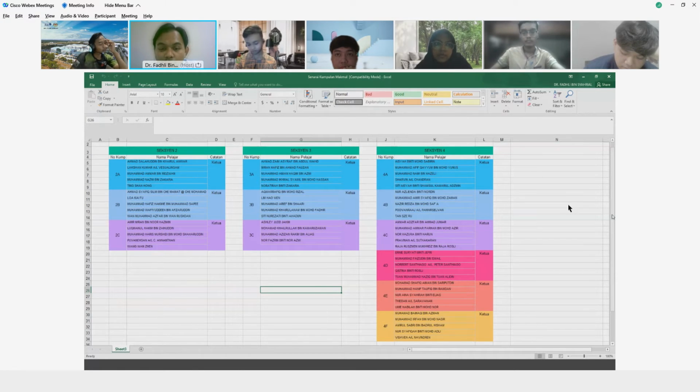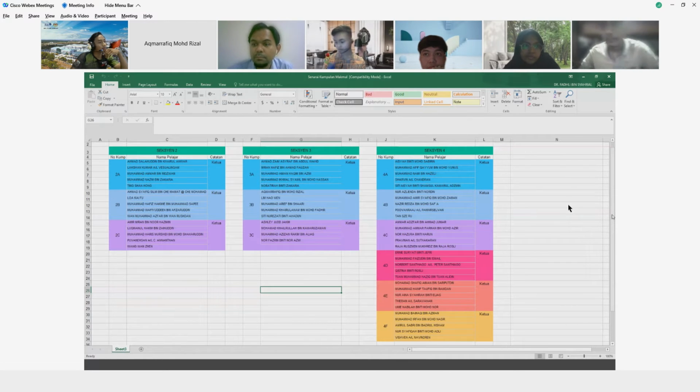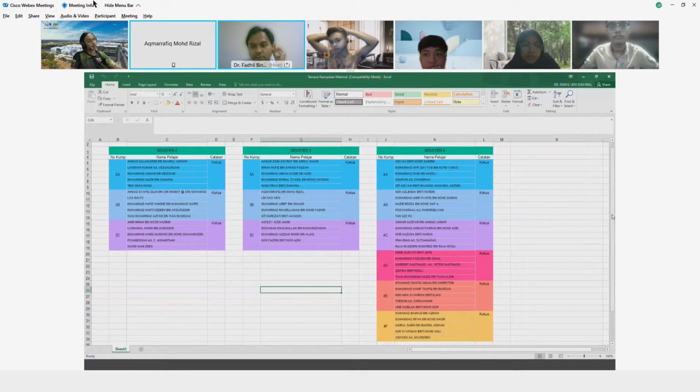So we want to minimize our contact hours, face-to-face contact hours. So we want to complete our lab sessions as early as possible.